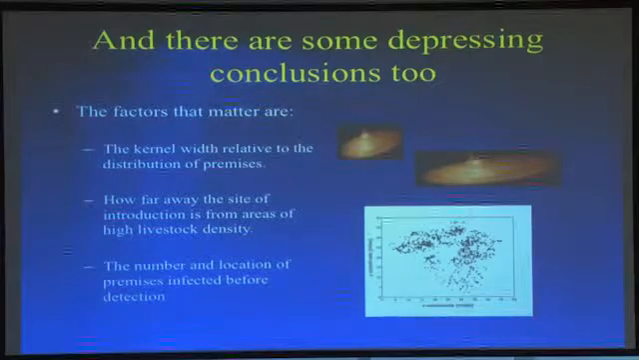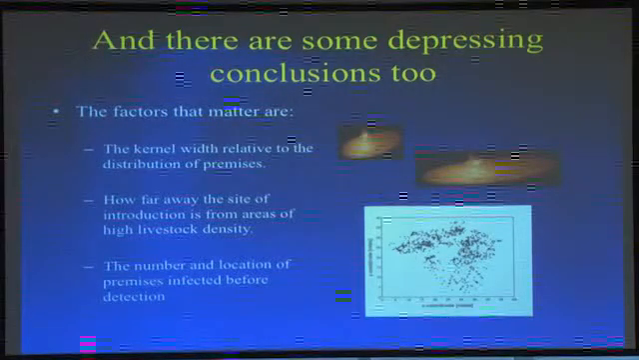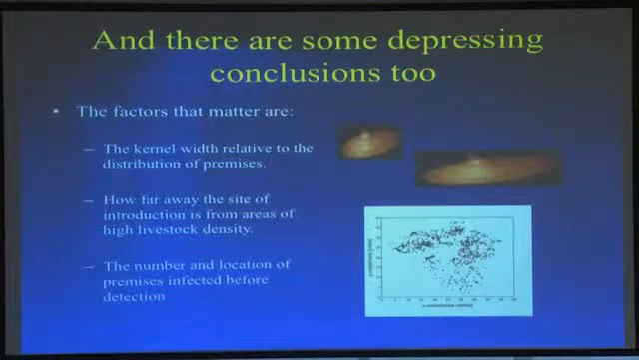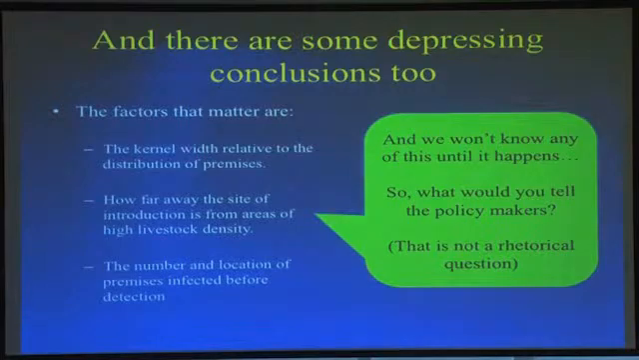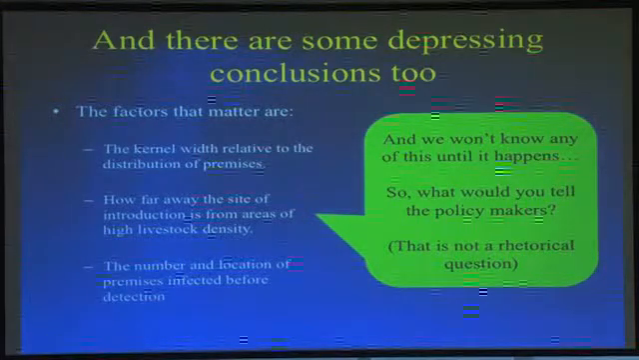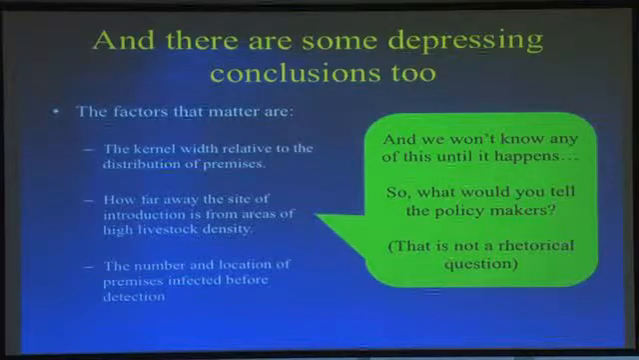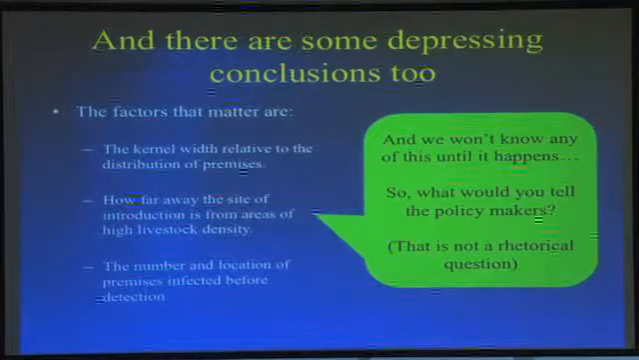Next slide, please. The factors that matter are the shape of the transmission kernel. Is it narrow? Is it wide? How far away the site of introduction is from areas of high livestock density, and the number and location of the premises infected before detection. Next slide, please. And we don't know any of that until it happens. Now, if we know that, we can use models sensibly to advise policymakers. If we don't know that, we're doing a lot of what I do, which is hand-waving. So if you're in my position, what would you tell the policymakers? And as it says on that slide, and it's my last remark, that's not a rhetorical question. What would you do? Thank you.